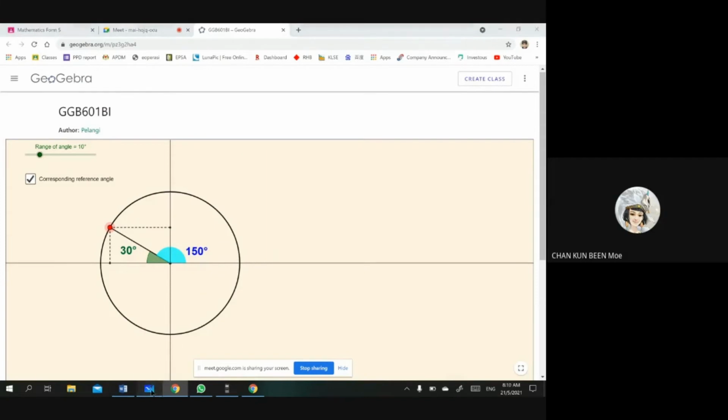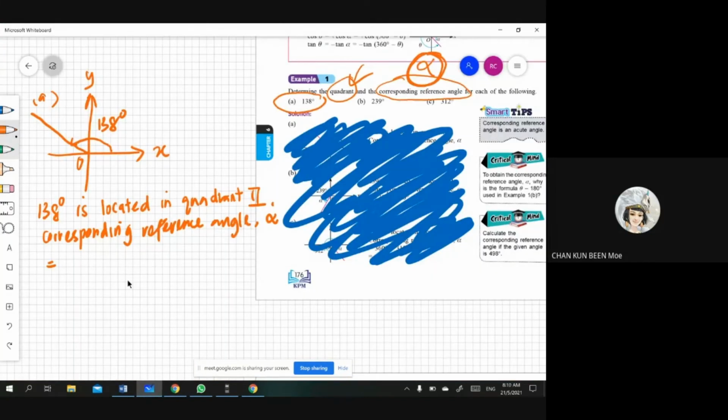Okay, so we move back over here. We know that the corresponding reference angle is right here. How do we get that angle? Easy, because this part over here is a straight line. So I'm just going to use 180 degrees minus the 138 degrees that I have. Then I'll get the alpha. So we get 42 degrees. Are you okay? Yes. So I move on to the second question right now.